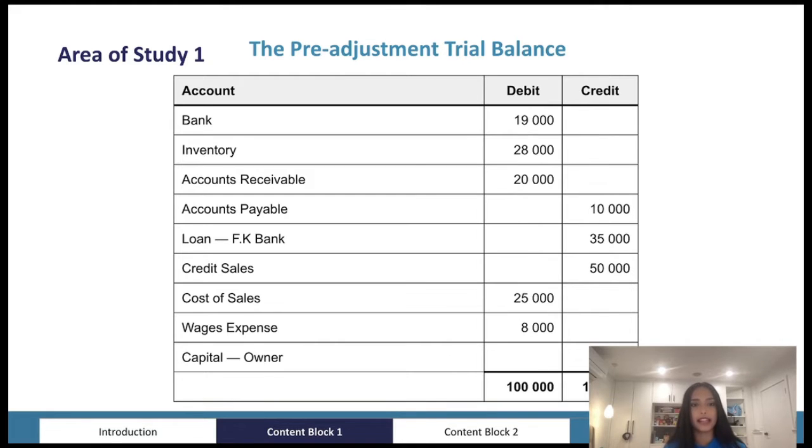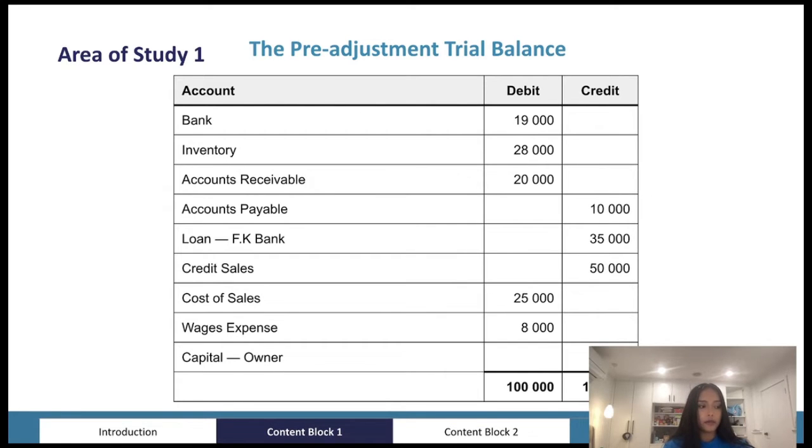So they have a bank account, an inventory account, an accounts receivable account, an accounts payable account, a loan account, credit sales, cost of sales, wages expense, and owner's equity or owner's capital. Then beside each account name is the balance of that account at the end of the period. So if the account has a debit balance, then that balance amount is under the debit column, and if the account has a credit balance, then that balance amount is under the credit column.